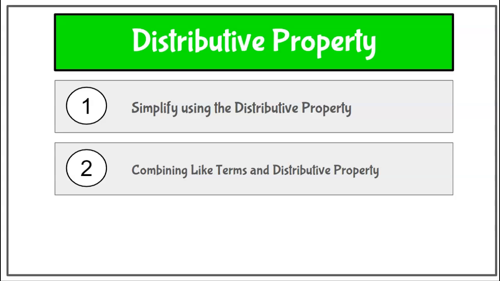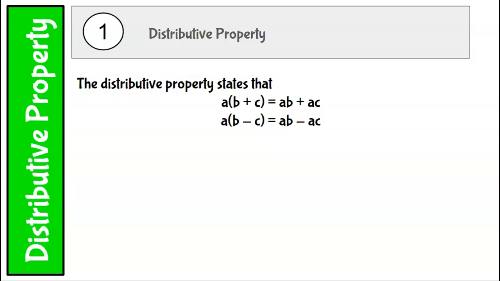In this lesson, we're going to talk about the distributive property. We're going to talk about how you simplify using the distributive property, and then we're going to talk about how you combine that with combining like terms. The distributive property simply states that A times the quantity B plus C equals AB plus AC, and that A times the quantity B minus C equals AB minus AC.